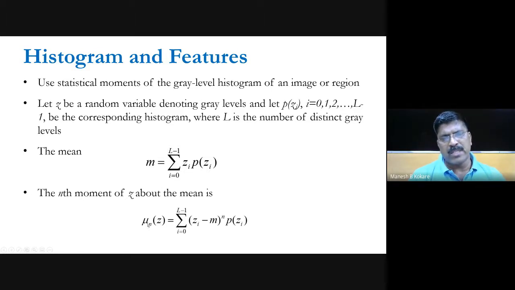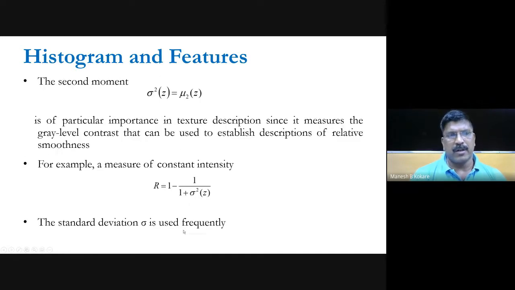So what you have to do basically is calculate the nth moment. From that histogram, i equal to 0 to L minus 1, where L is the number of distinct gray levels. Then you take Zi minus m raised to n, multiplied by p of Zi, the probability of Zi, that is nothing but the intensity of the pixel, right?